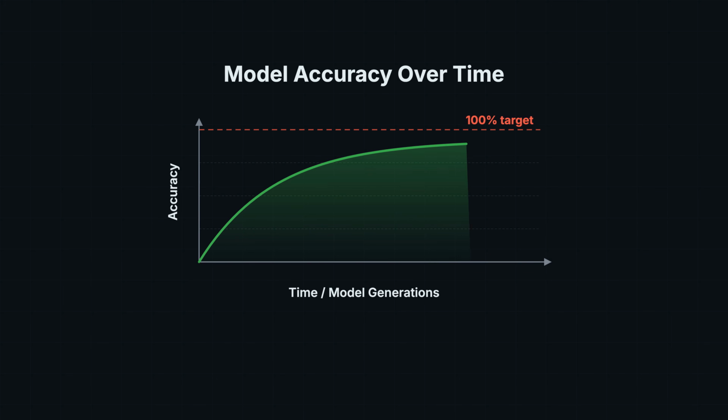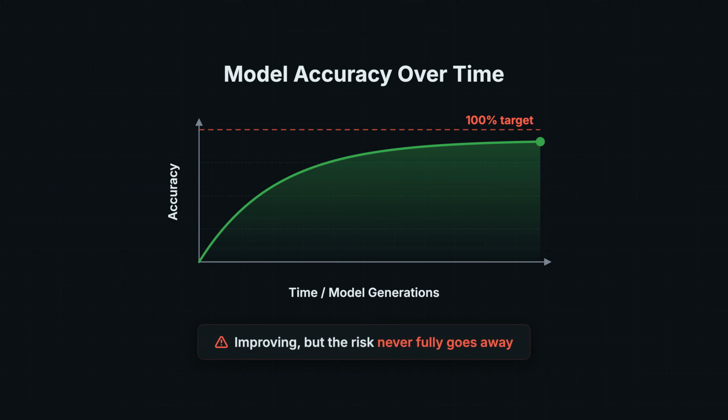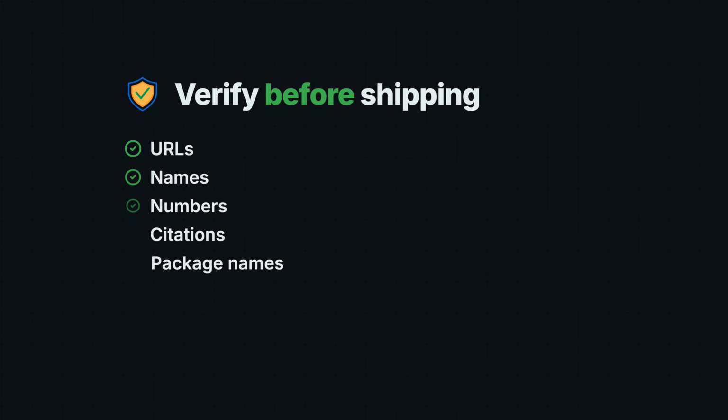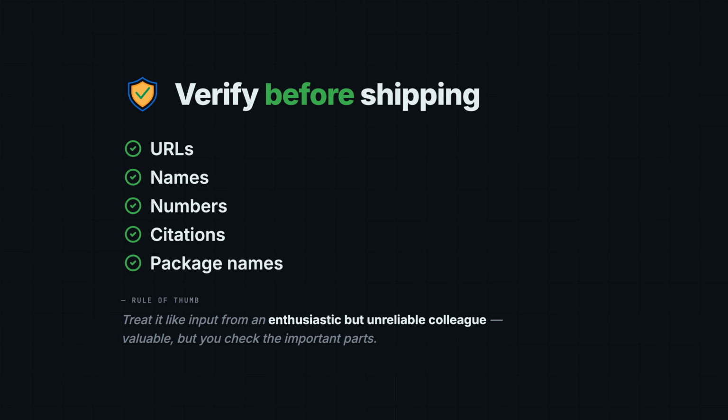Models are getting much better at flagging uncertainty, but the core mechanism, predicting probable tokens, means confident-sounding fabrication will always be a risk. So anything factual the model produces needs verification before it reaches a user. Treat it like input from an enthusiastic but unreliable colleague. Valuable, but you check the important parts.